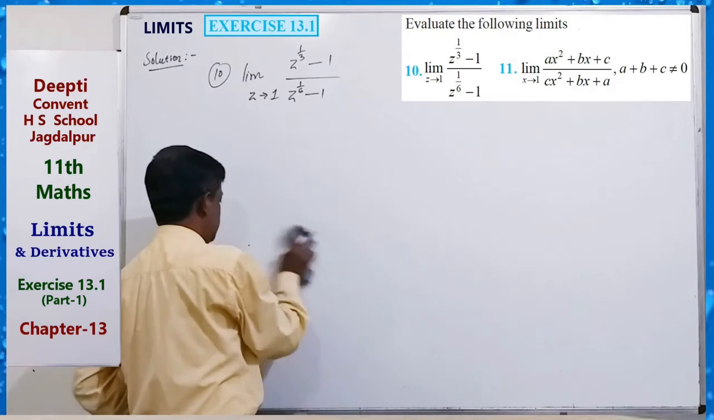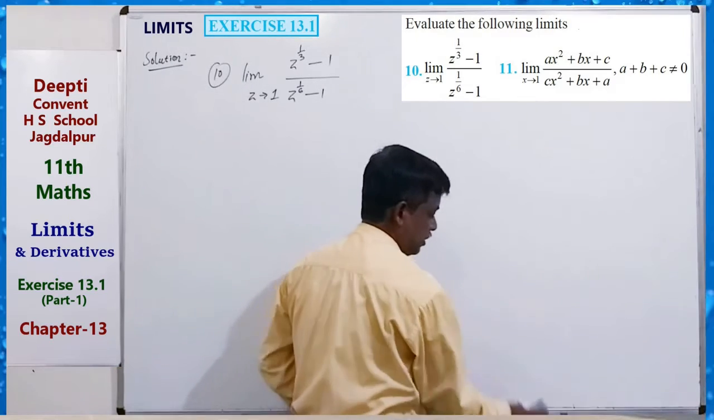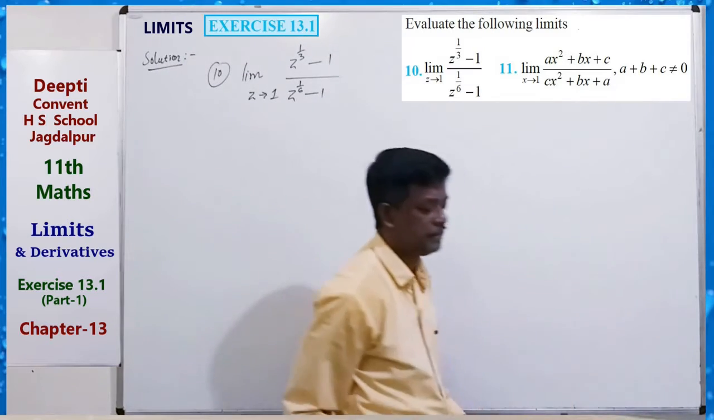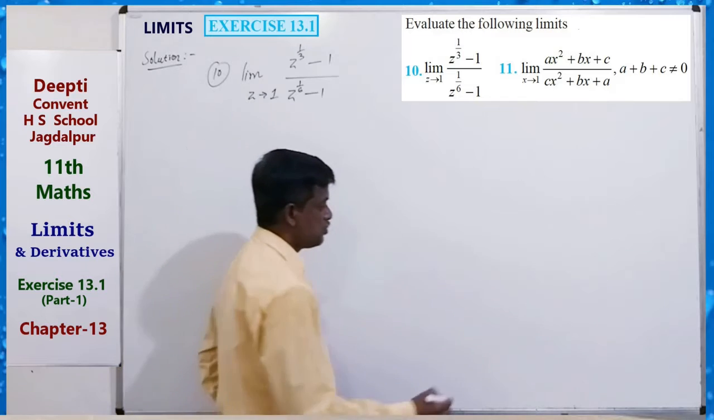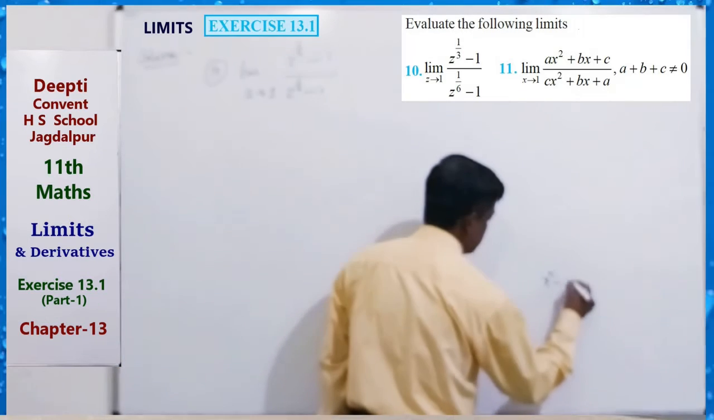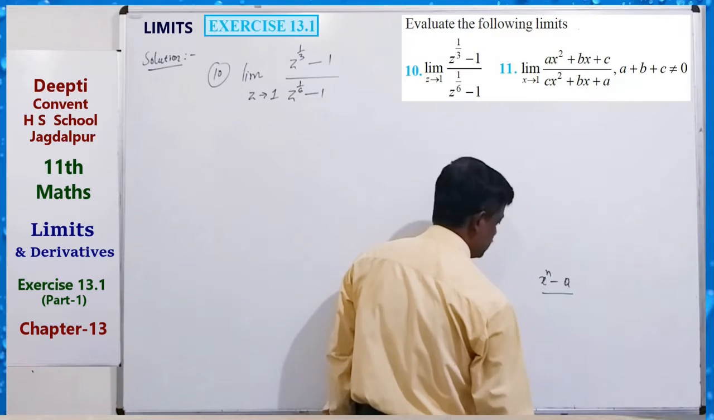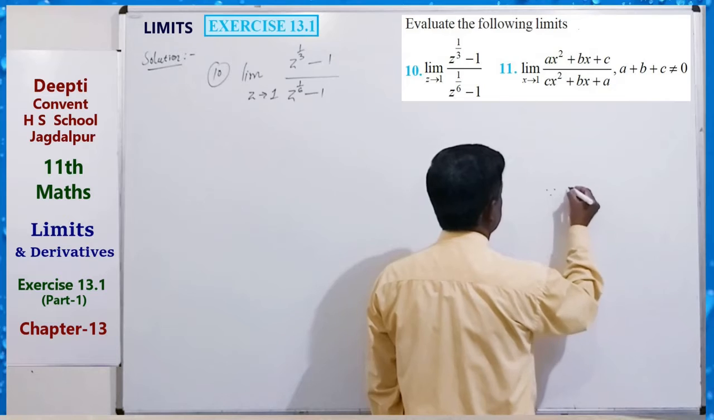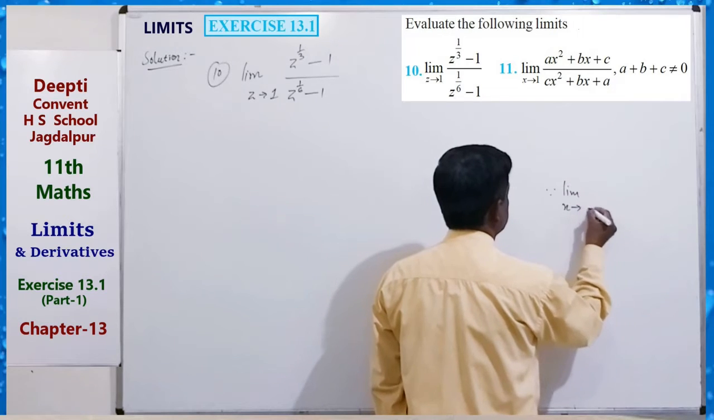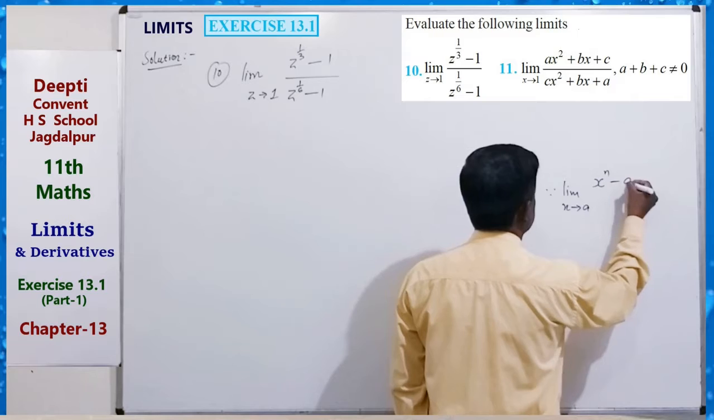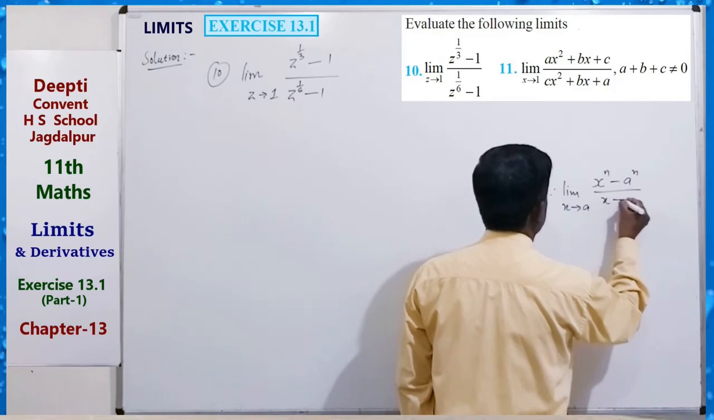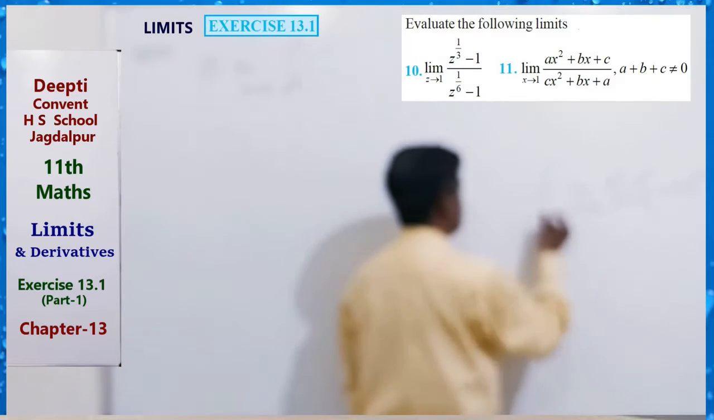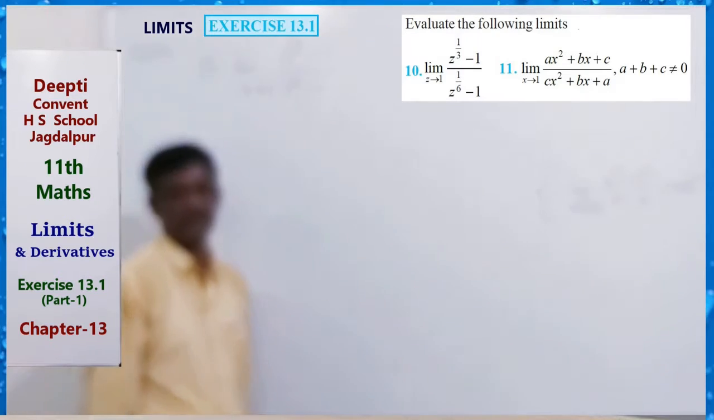We know the formula: limit x tending to a, x to the power n minus a to the power n upon x minus a equals n a to the power n minus 1. This formula we will use here.